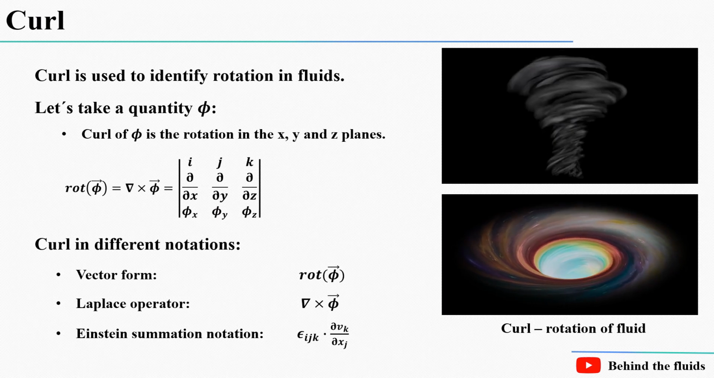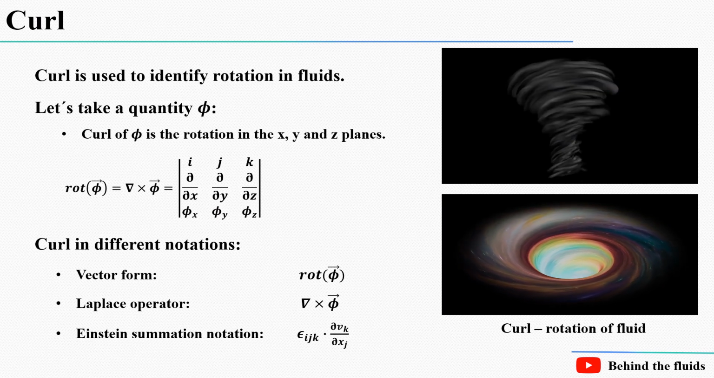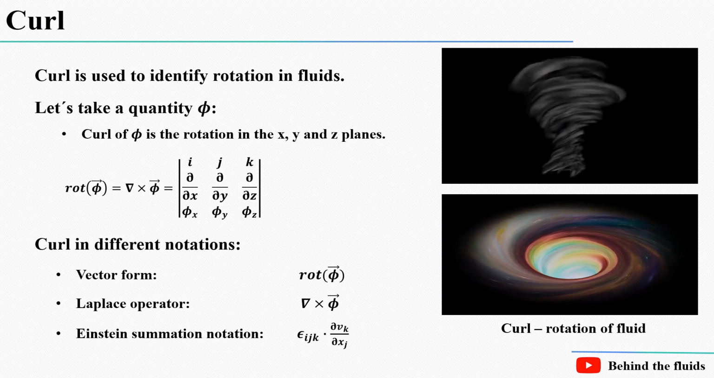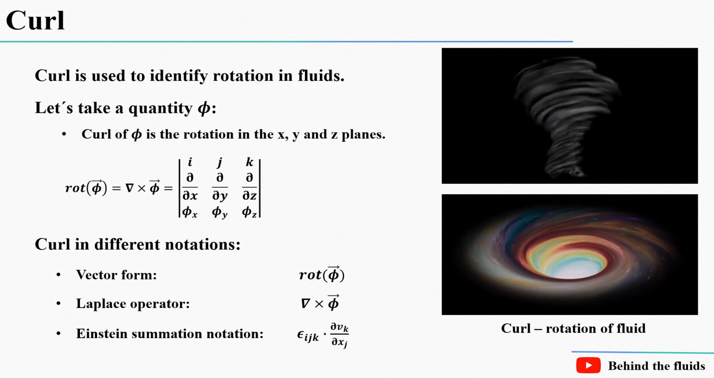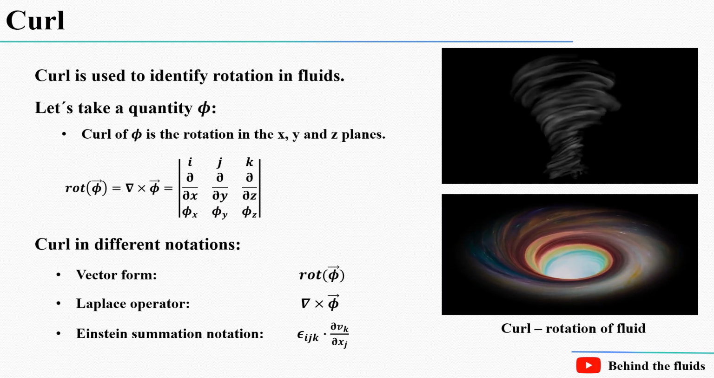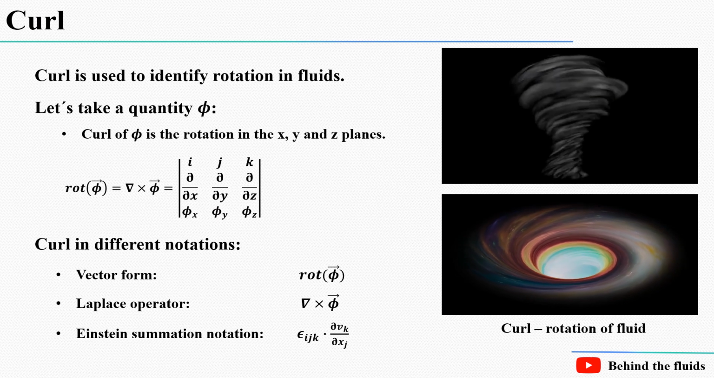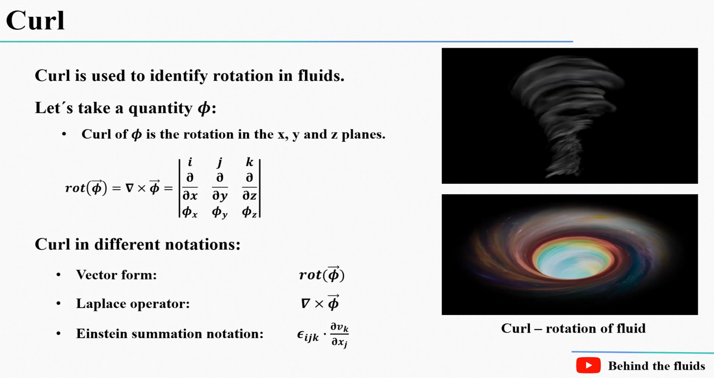The mathematical expression in a vector form involves the determinant of a matrix with the unit vectors i, j, k in the first row, the partial derivatives with respect to x, y, and z in the second row, and the components of phi vector, phi subscript x, phi subscript y, and phi subscript z, in the third row. The cross between nabla and phi vector signifies the cross product.